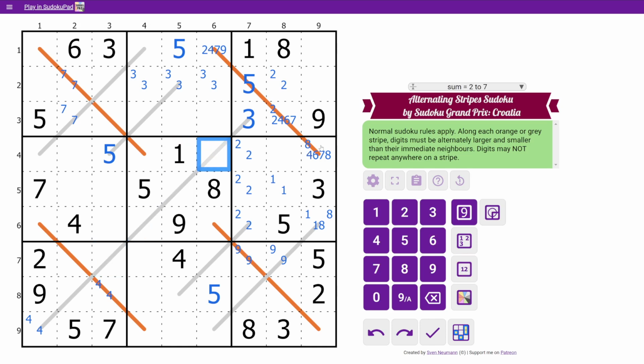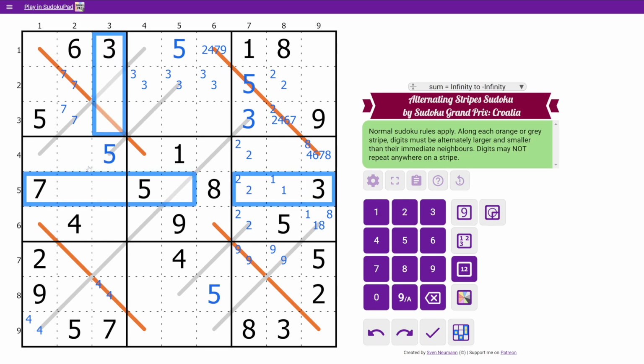I don't know if I'm understanding that rule. Alternately larger and smaller. How are you larger and smaller than your immediate neighbor? Or is it meaning these neighbors? Let me keep going on Sudoku, see what I get. If I even can.